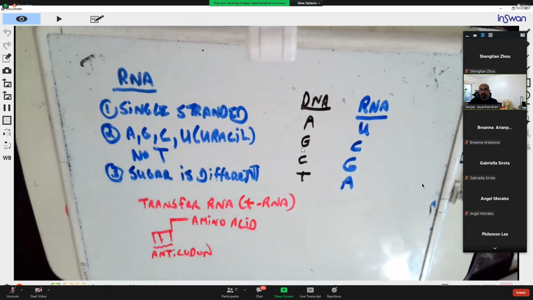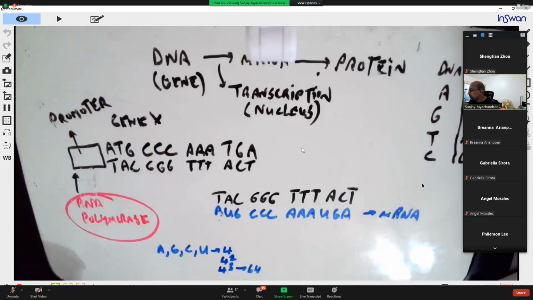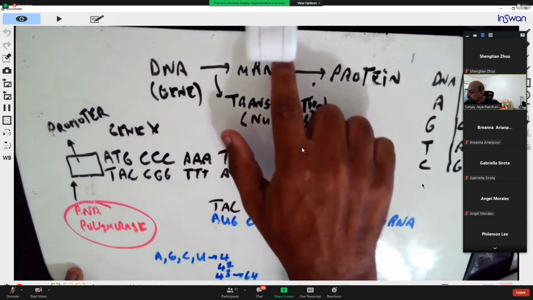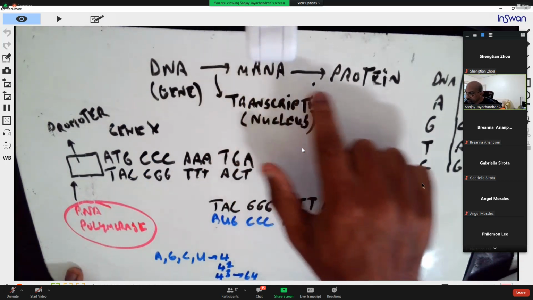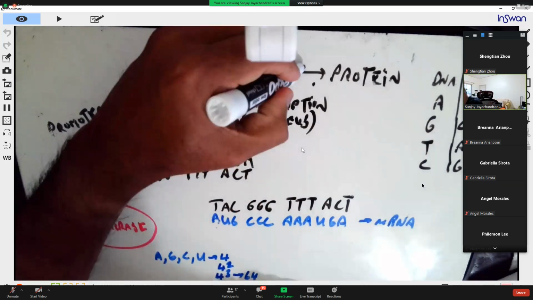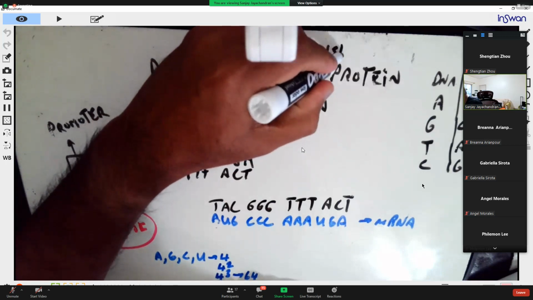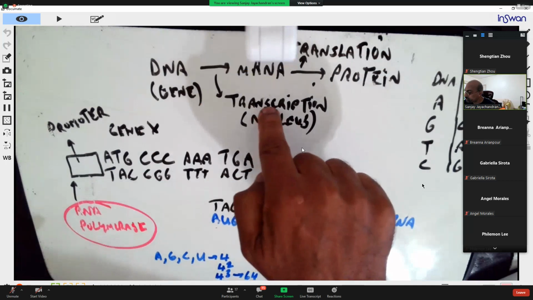So the next step is, we got this mRNA. Now we're going to use the information in the mRNA, the messenger RNA, to make protein. So what are we going to do? We're going to translate the message. First we transcribe the message, and then we translate the message.